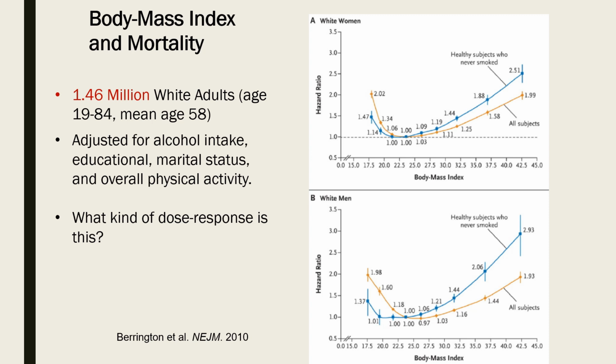What role does smoking play here? The blue line represents non-smokers, and it appears that smoking has a protective effect for individuals with a BMI over 24. Non-smokers with higher BMIs actually have higher mortality than smokers in the same BMI category.